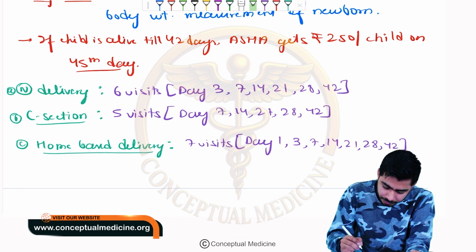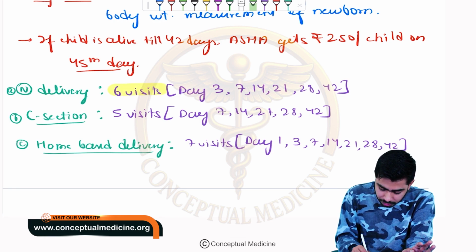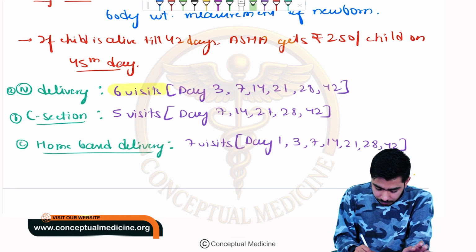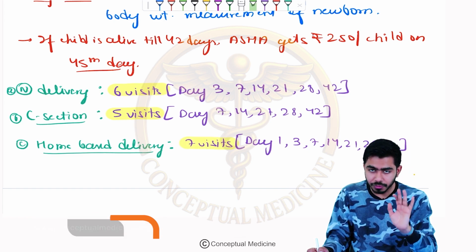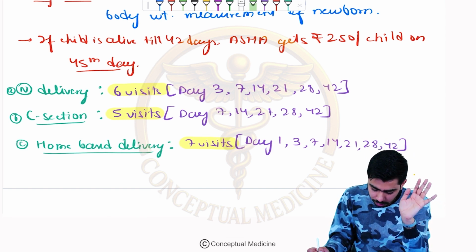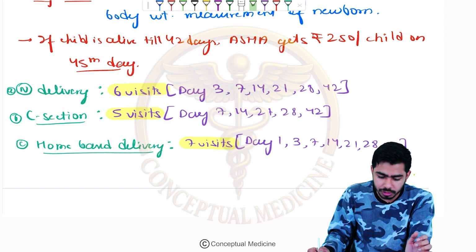Very, very important, guys. In the MCQs, they very frequently ask how many visits the ASHA worker will make for a normal delivery, how many for a C-section delivery, and how many for a home-based delivery. Any question might be asked, right? So we shall remember accordingly: 6, 5, 7, for the normal delivery, C-section delivery, and home-based delivery respectively.